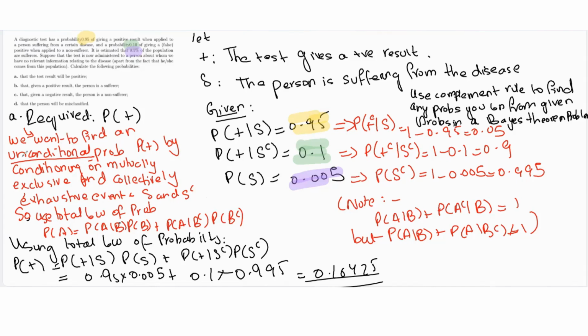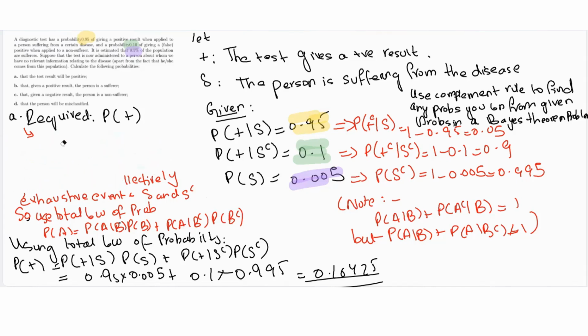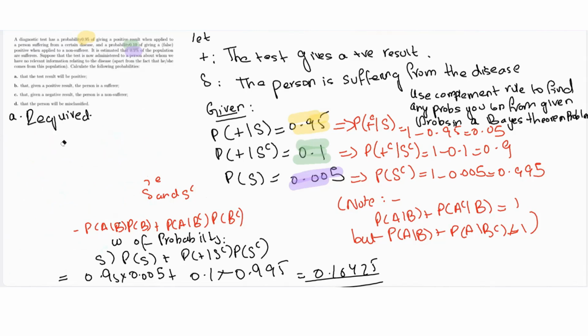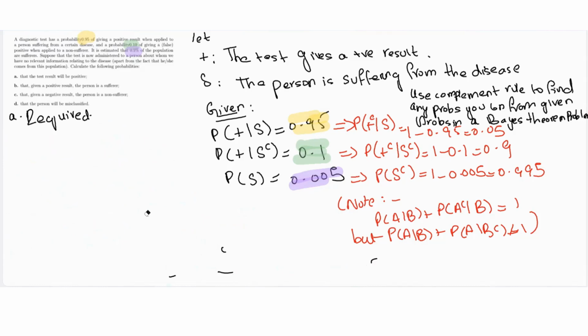Now let's look at part B. In part B, we're asked to find the probability that given a positive result, the person is a sufferer. So here we're required to find a conditional probability, where the observation is that we're given a positive result, right? The first was an unconditional probability. So we're required to find the probability that the person is a sufferer given a positive result.